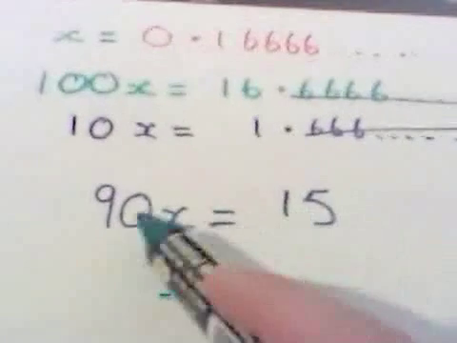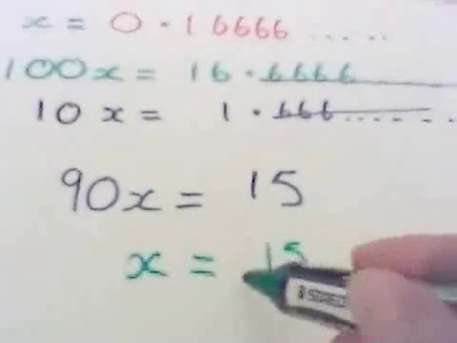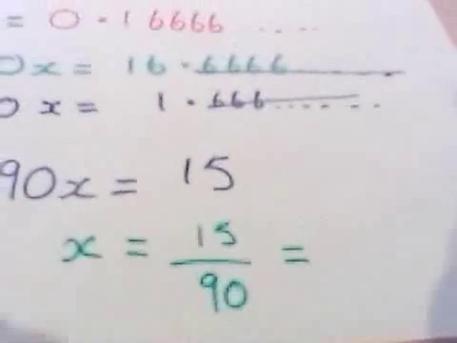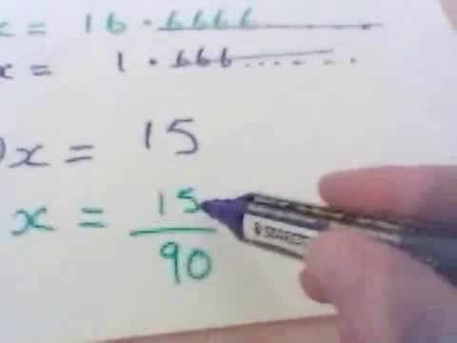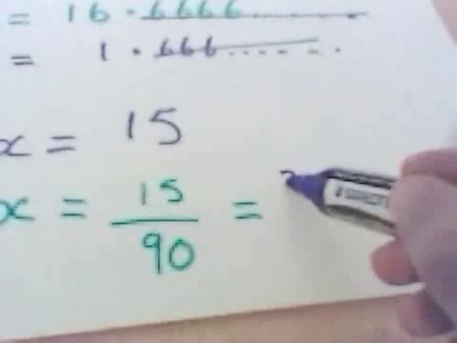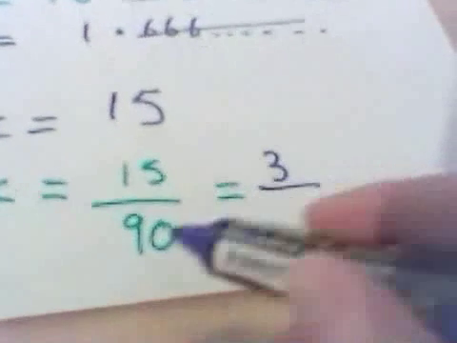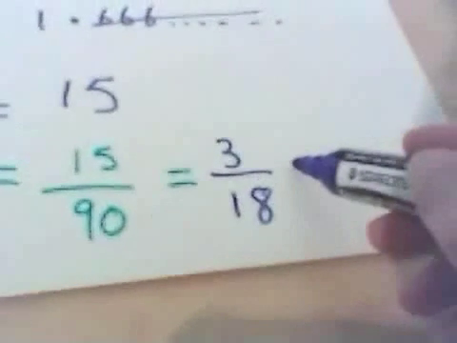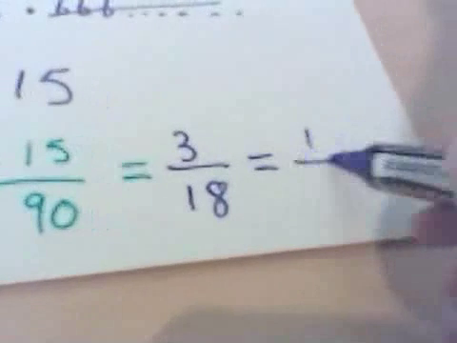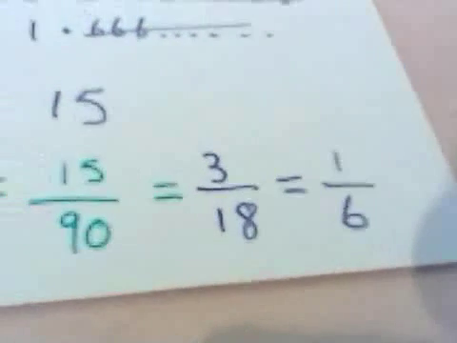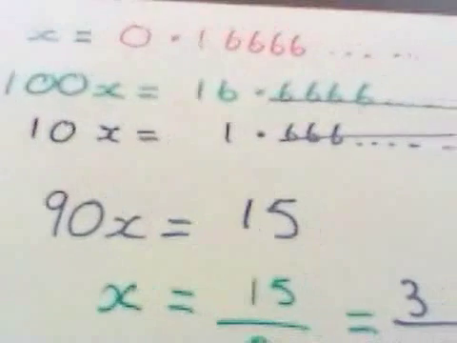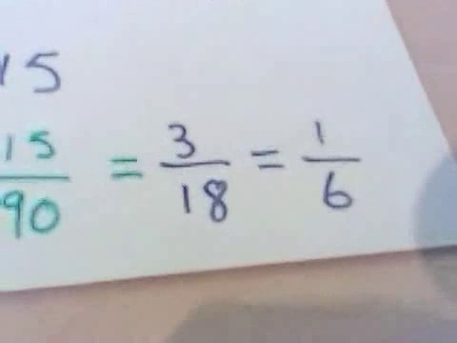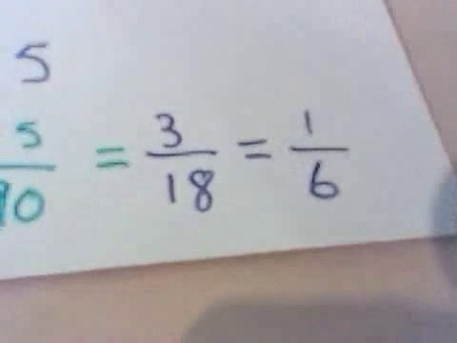If I divide both sides by 90, I get 15 over 90. Cancel this down. You've got 3 5s in 15. 5s into 90 will go 18. This will cancel again to 1/6. So I've now been able to show that the recurring decimal 0.16666 is actually 1/6, which if you check on your calculator is absolutely true.